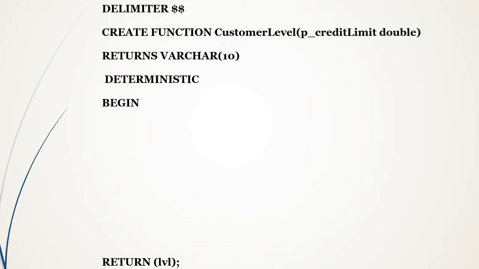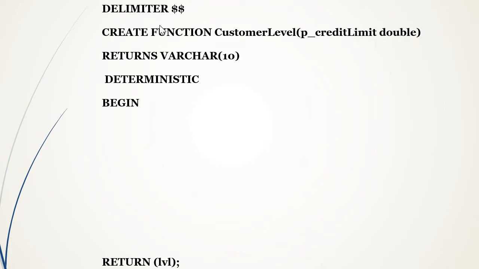So how to write it? You start with the delimiter in MySQL: change the delimiter. Create a function with the function name customer level, which is the name of my function. Then you pass one input parameter, P credit limit, and its data type is double.